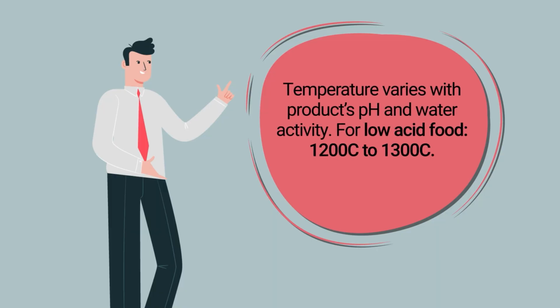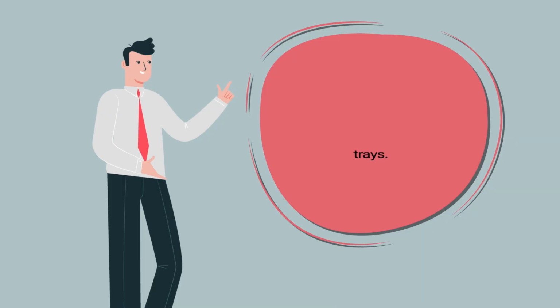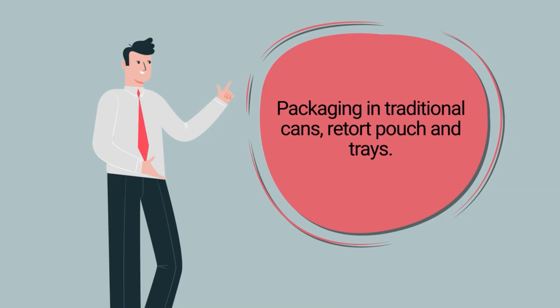So the temperature requirement for retort packaging varies from product to product depending on its pH or the water activity level. For example, for low acid food like meat or fish, the temperature should be high. It should be around 120 degrees centigrade to 130 degrees centigrade, and pressure also should be very high, like 15 pound pressure for a certain holding period of time, just to make the product commercially sterile. For packaging material you can use the traditional cans, the jars or the retort pouches.